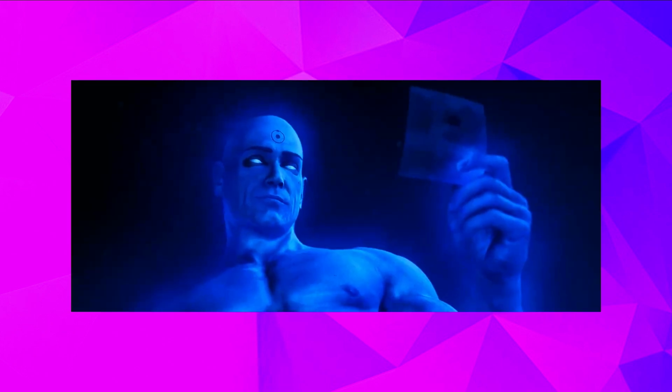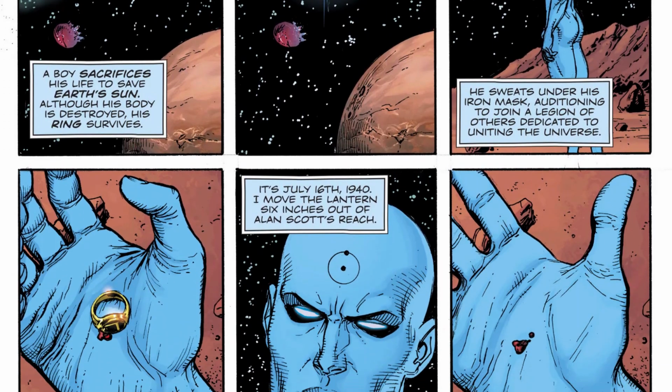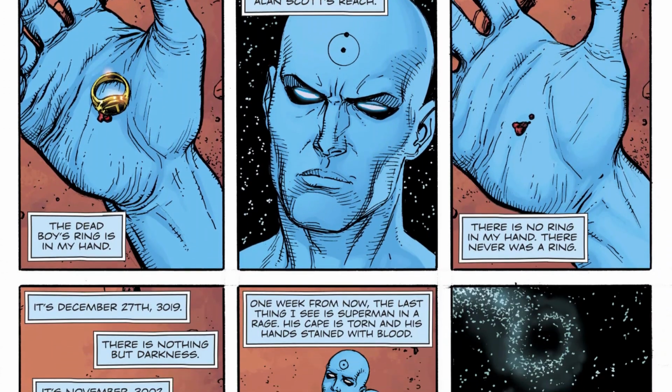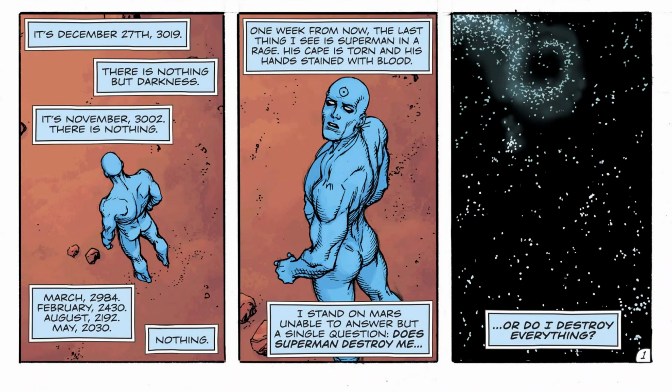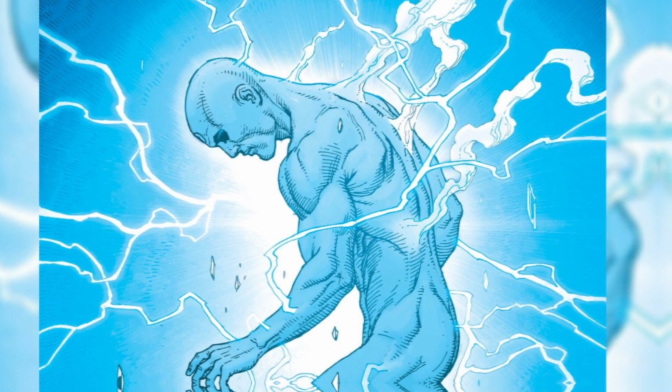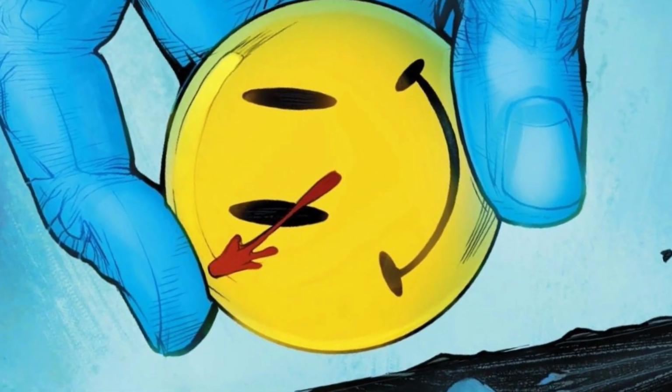Dr. Manhattan is one of the most powerful figures in comic book history, with abilities that defy human understanding. However, his emotional detachment and struggle to cope with his own existence make him a profound and complex character. These traits contribute to his status as one of the most fascinating figures in comic book history, an incredible character.